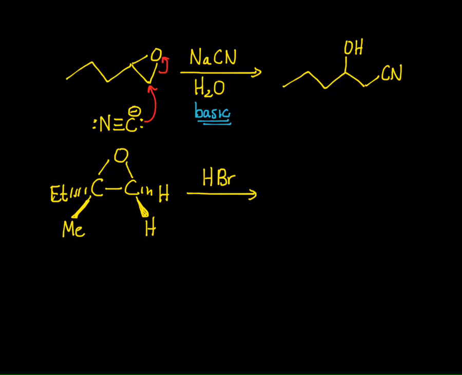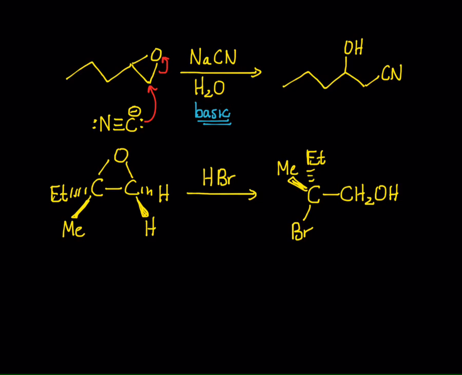Is it acidic conditions or basic conditions? Hopefully by now you can figure out this is an acidic condition. So what's going to happen? The oxygen of the epoxide is going to get protonated, and now the bromide is going to attack the protonated epoxide. Where is it going to attack? It's going to attack the more substituted carbon. And so the product looks like this, right?